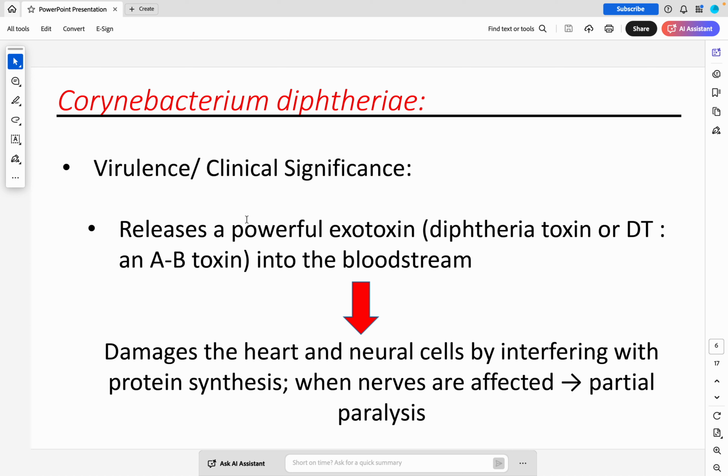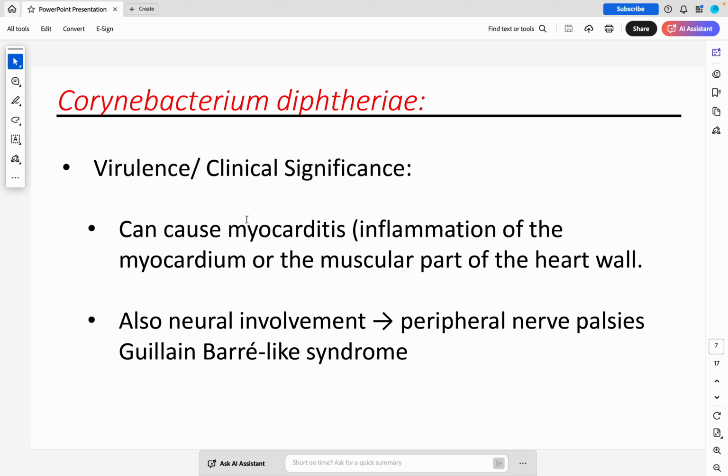Clinically, that can result in heart damage, damage to neural cells, and nerves may be affected. Diphtheria toxicity can lead to partial paralysis of the host. It may also cause inflammation of the myocardium of the heart, and in certain cases, peripheral nerve palsies. So there's neural involvement if neural cells are affected by the toxin. The manifestation is similar to Guillain-Barré syndrome.